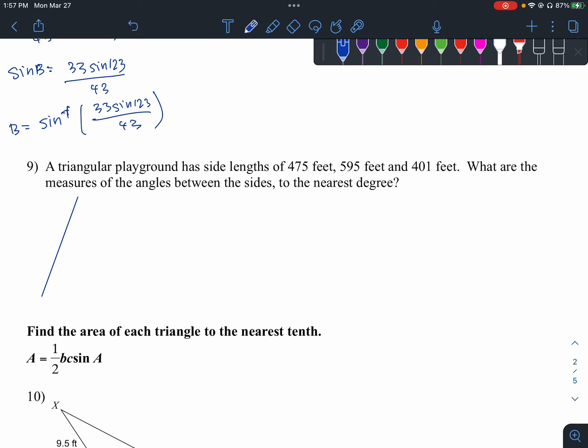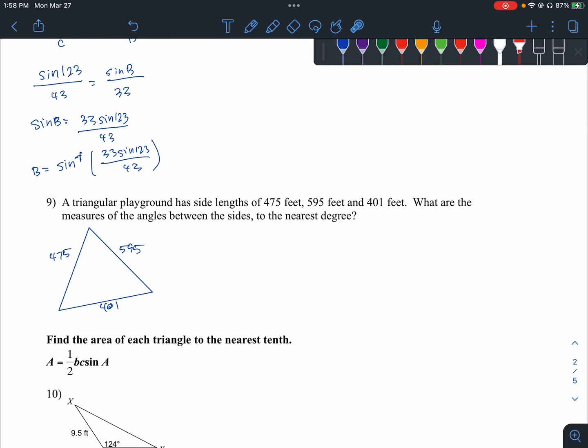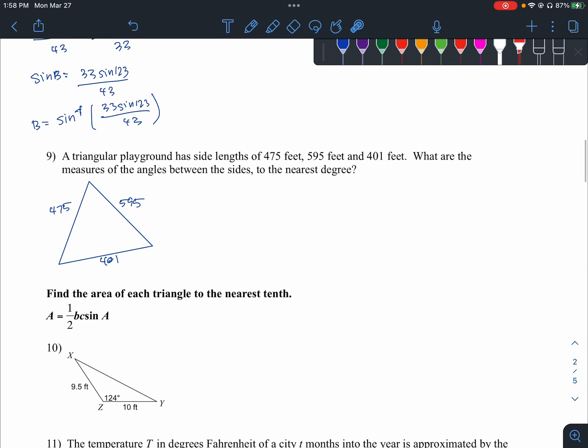Just draw some sides of a triangle. It doesn't have to be to scale or anything. And then you can just assign 475, 595, and 401. That's just asking to find the angles between these sides right here. Since we have all the sides, it would be an example of a side, side, side, which means you can just use the law of cosines. So just use the law of cosines to find the angles between them.